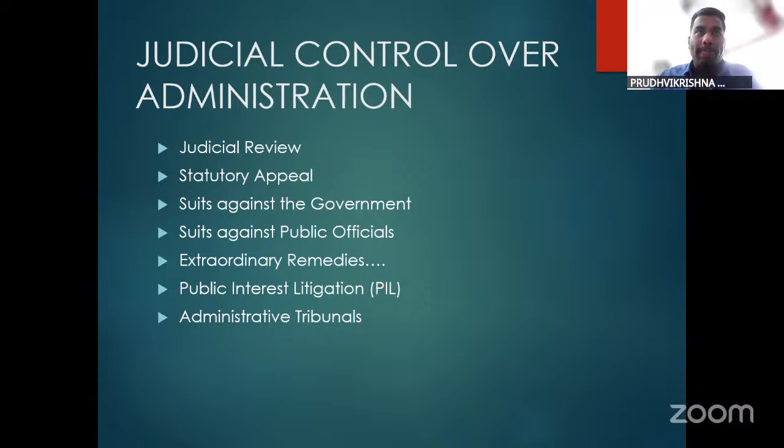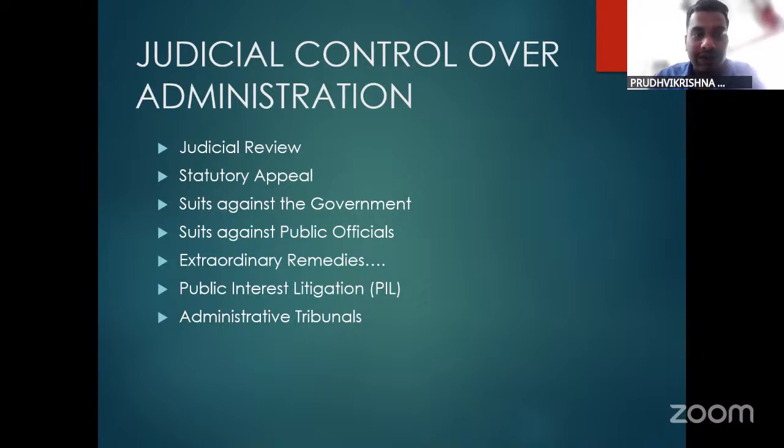Coming to the methods, the principal methods or techniques of control over administration are judicial review, statutory appeals, suits against the government, suits against public officials, public interest litigation, and administrative tribunals. Judicial review implies the power possessed by the courts to pronounce upon the constitutional validity of acts. For example, the National Judicial Appointments Commission was declared null and void, because it would interfere with the independence of the judiciary in appointments. If they make any such laws, the courts will examine them and declare them null and void. That comes under judicial review.